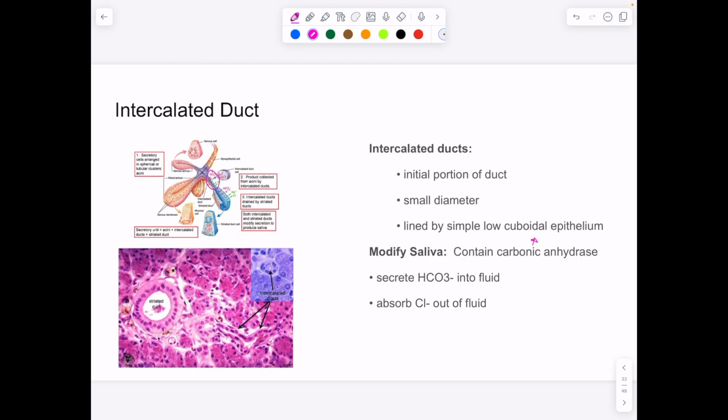They contain our friend carbonic anhydrase. As we said, everything below excretory is simple, so this is simple low cuboidal epithelium, and you can see an example here. And then what are they doing to saliva? They're secreting bicarbonate into the fluid, and they're absorbing chloride ion out of the fluid.